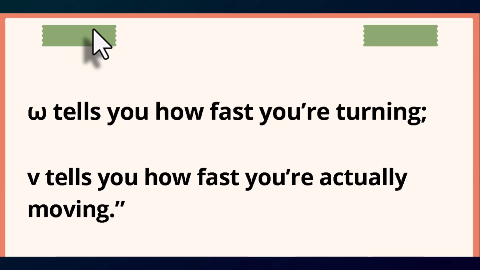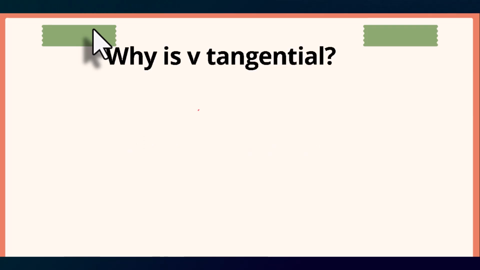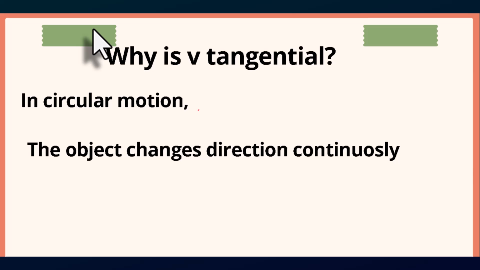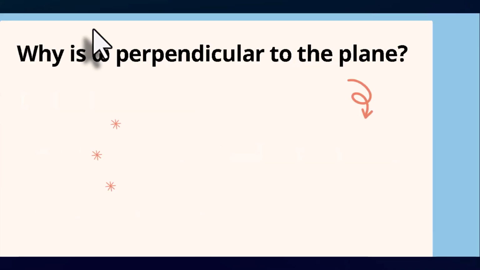Now, let us turn our attention to the direction of v and omega. Let's begin with v. Why is v tangential? As you already know, in circular motion, the object changes direction continuously and at any instant, it points along the tangent. Therefore, v is tangential.